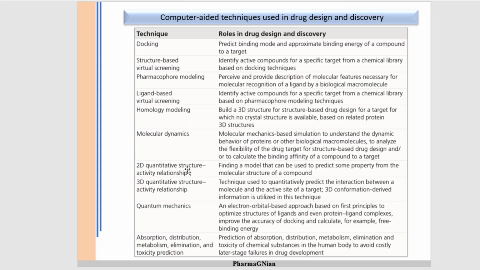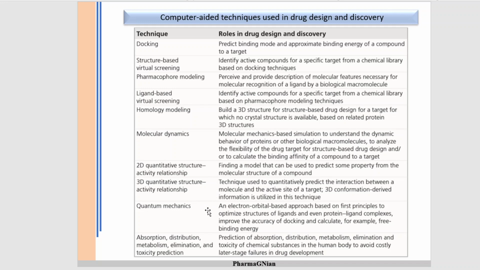Next is 3D and 2D QSAR, quantitative structure-activity relationship. Here we find a model that can be used to predict some property from the molecular structure of a compound. Just see the meaning of each word. 3D QSAR is the same technique, but the 3D conformation-derived information is utilized in 3D QSAR, and this has some advantages. We will see, and I will make a video on QSAR separately. This is another big part of the discussion.